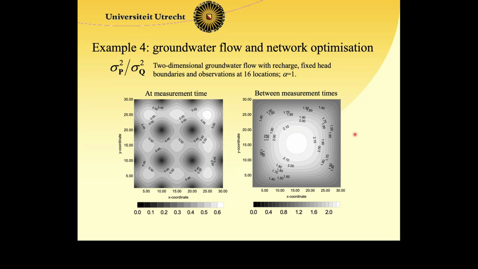And this is between measurement times. If we haven't observed in a couple of time steps, you can see that the error grows, and of course it grows largest in the middle. The reason, of course, is that we have more or less fixed boundary conditions here. So we know what the head is going to be on the side, even though there's some error attached to it. There's always a model error. And here the groundwater table is free to move, so the error is also larger.